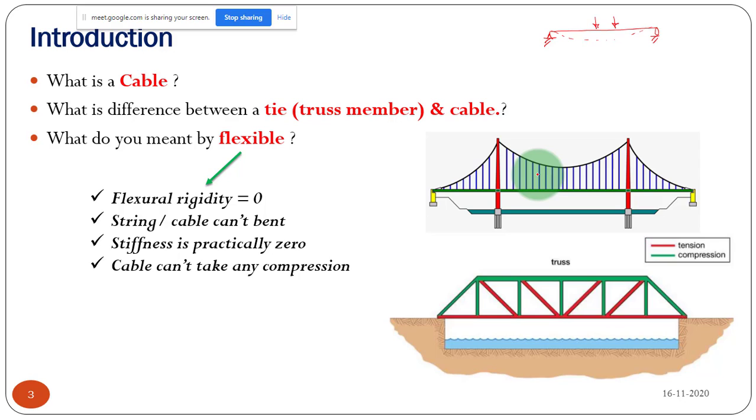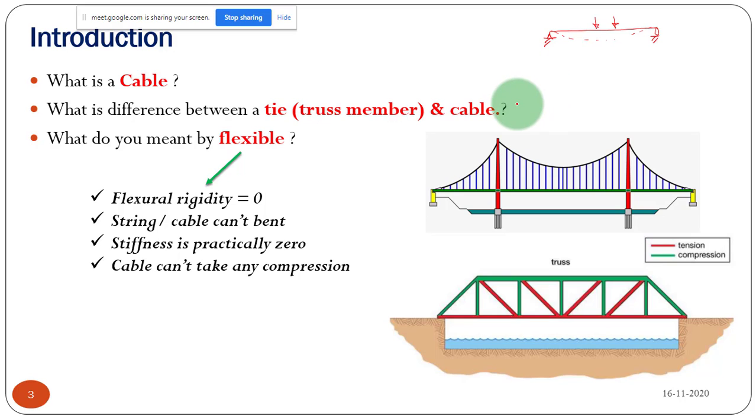Those things we can discuss later. So if you go for a simple continuous beam, that type of construction will be very uneconomical. The size of the structure itself will be very huge if you go for a large span. But you can easily go for large span bridges with the help of cables. So that is the main difference between a tie member and a cable.